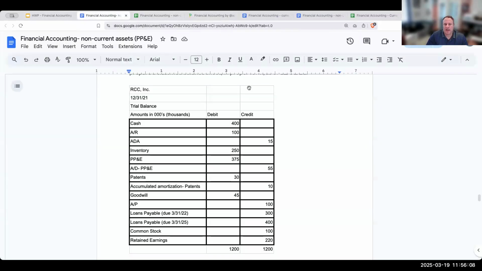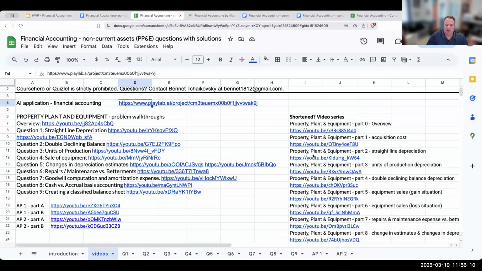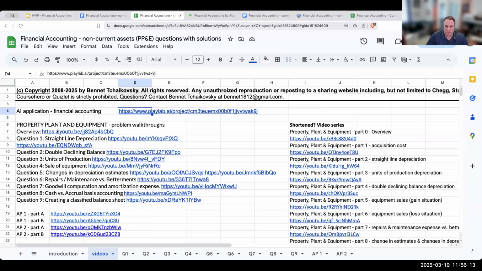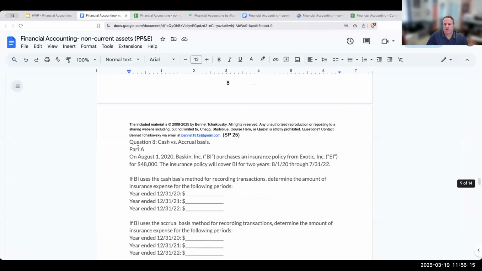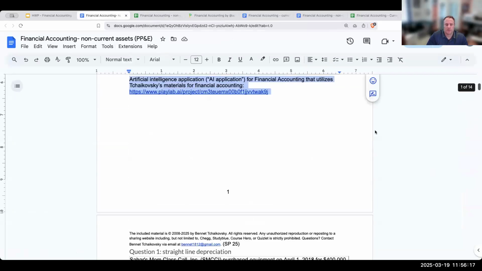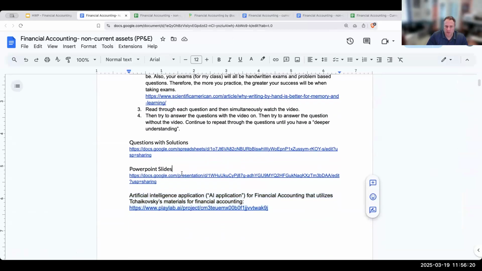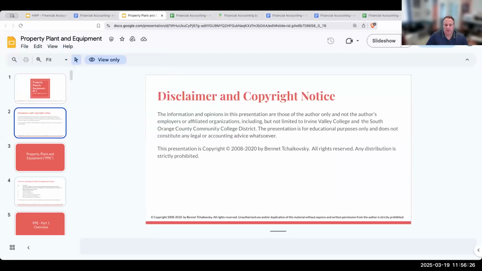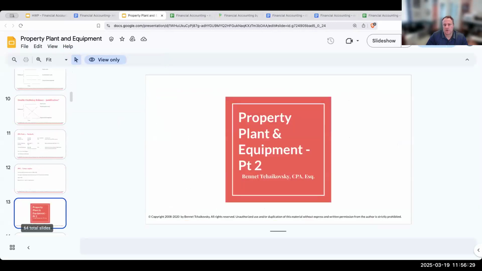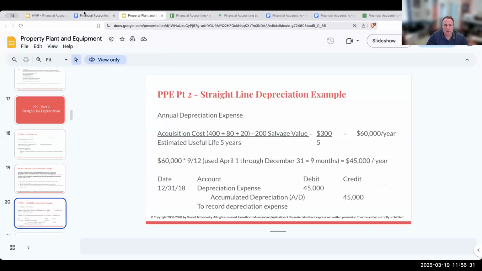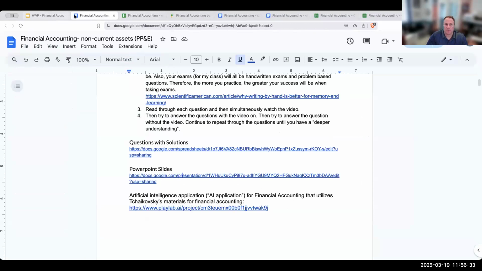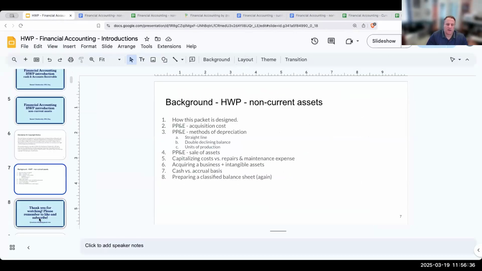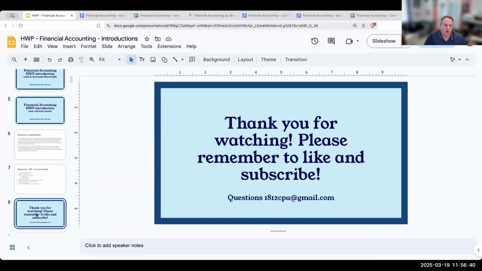Also, I do believe I have overviews, like an overview of PP&E. What you can also find is basically PowerPoint slides for property, plant, and equipment, and you should be able to view these from here, to go through and understand how these different parts work from more of a theoretical side. So in any event, this is how everything is laid out for this particular homework packet.